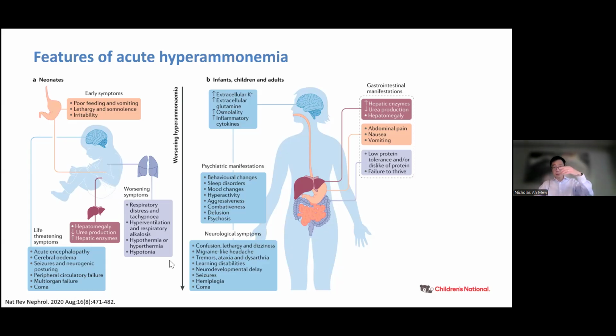Infants, children, and adults, again, have other ways of expressing the response to hyperammonemia, and this may be in the form of behavioral changes or psychiatric manifestations, again, quite common. They may also have their first presenting signs be liver dysfunction as well.